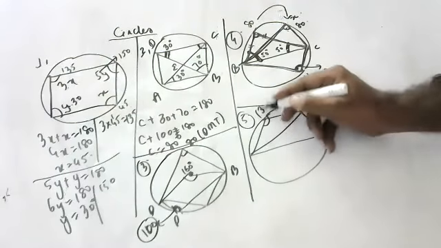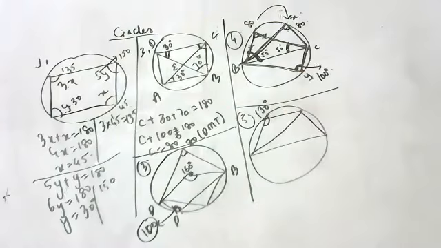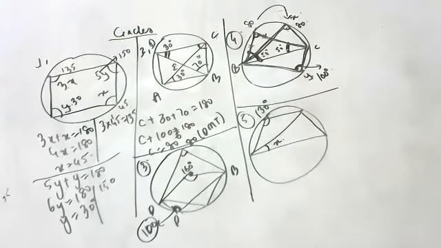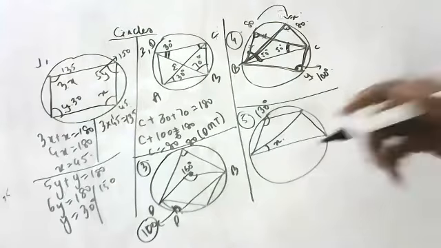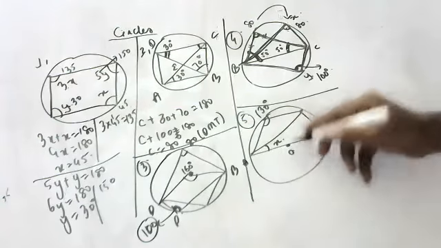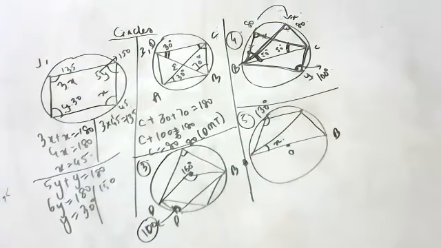This is 130 degrees. I want BAC, this angle. And remember, ABC is the circle whose AB is the diameter. This is the diameter, it is passing through the center. I want x.